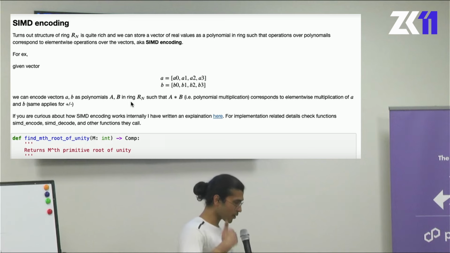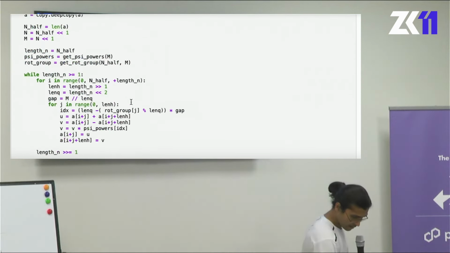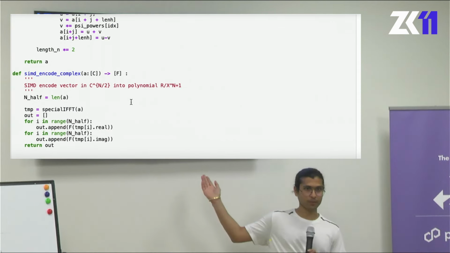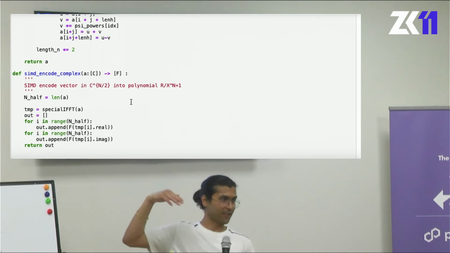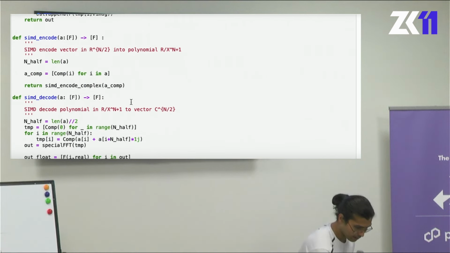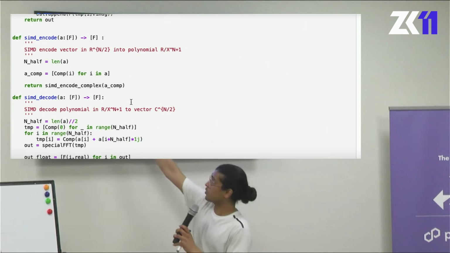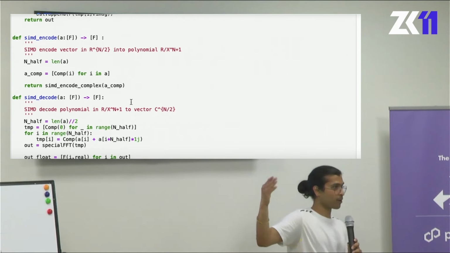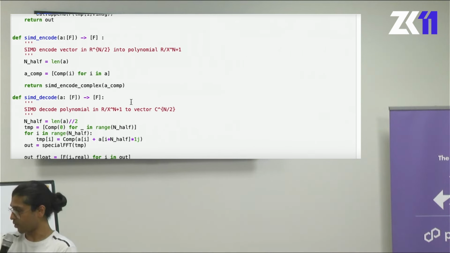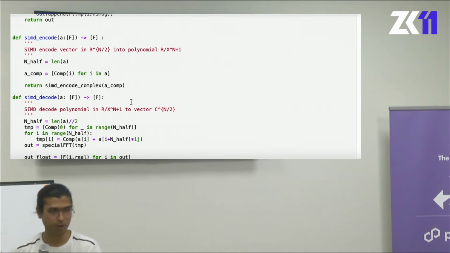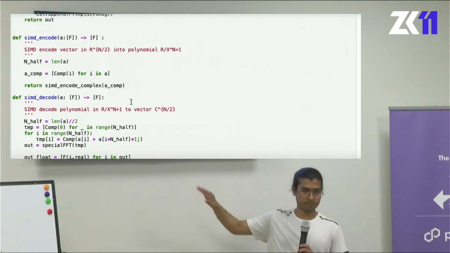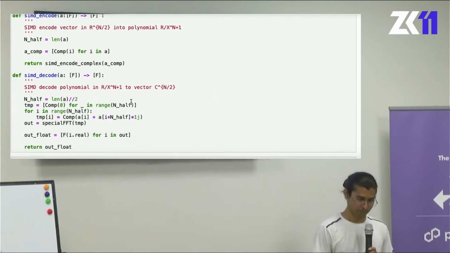Okay, now we have SIMD encoding and coefficient encoding. This is just the code that I've written for how SIMD encoding works, in case you want to understand internally how this works. The interesting thing is that you can use these two functions to encode a vector as a SIMD polynomial, a polynomial in the ring. For example, you get this particular vector, you encode it into a polynomial, using this function. And this function internally calls an FFT operation. That's it.